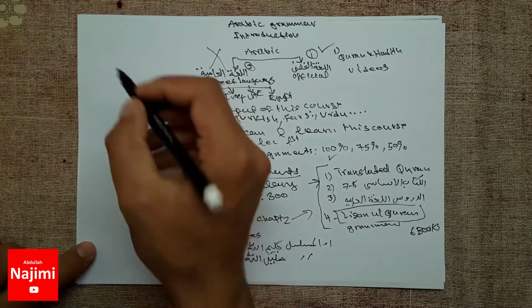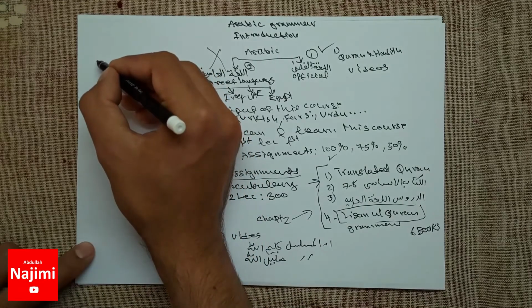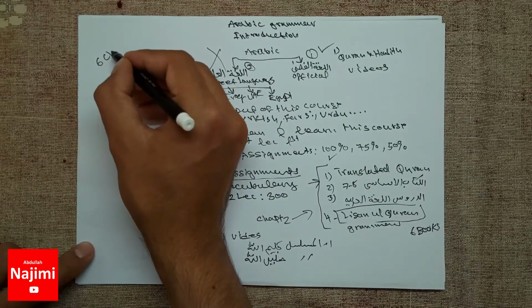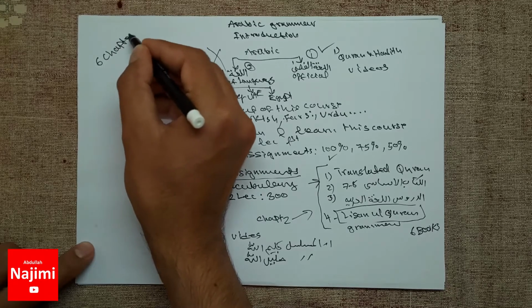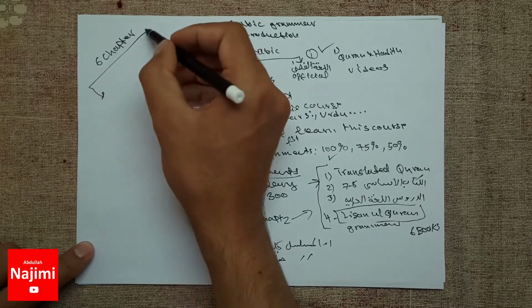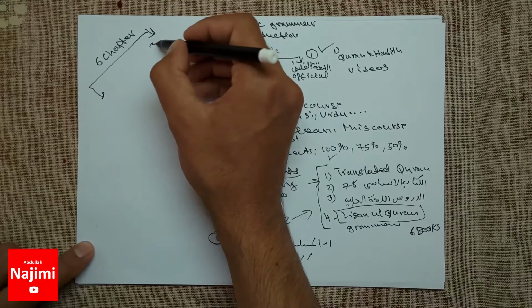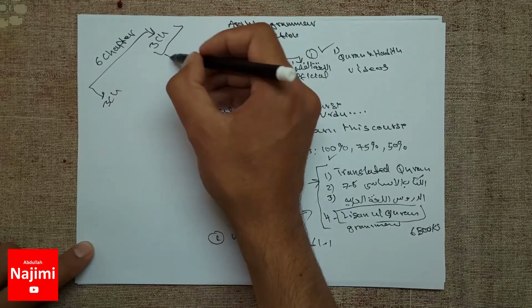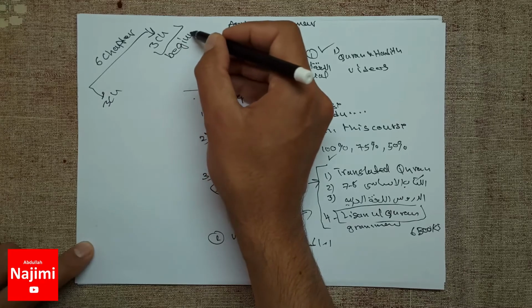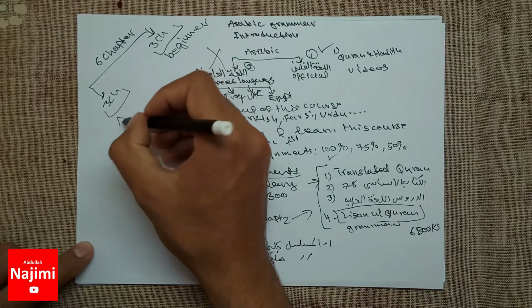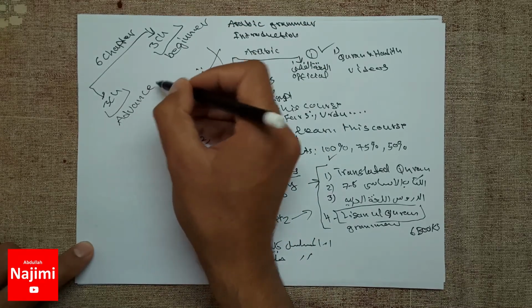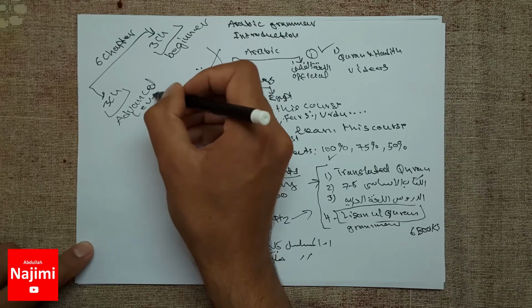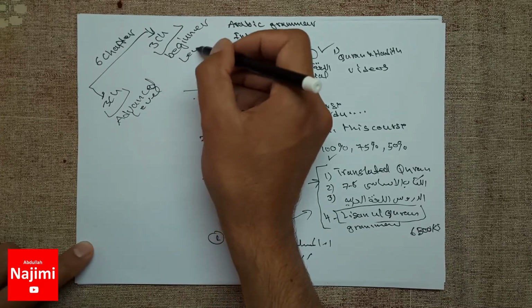There is another point. This course will have inshallah 6 chapters, and these will be divided into 2 parts, 3 chapters and 3 chapters. These 3 chapters will be considered as beginner level, and these 3 will be considered as advanced level.